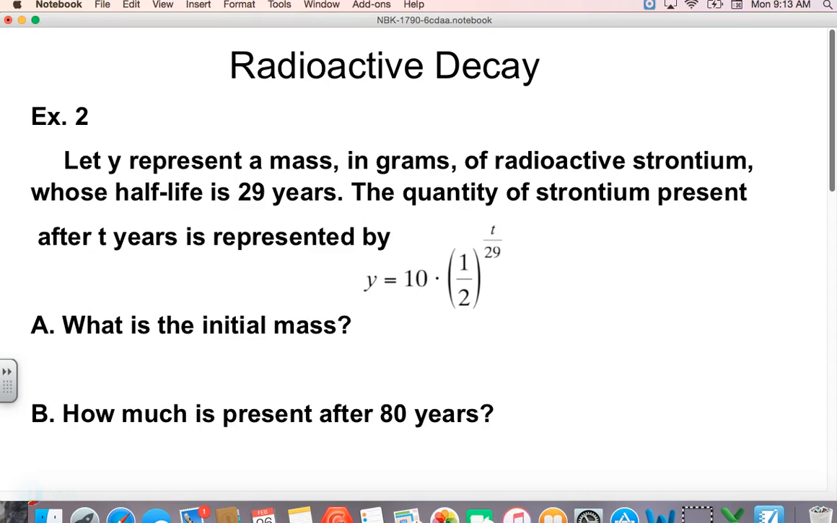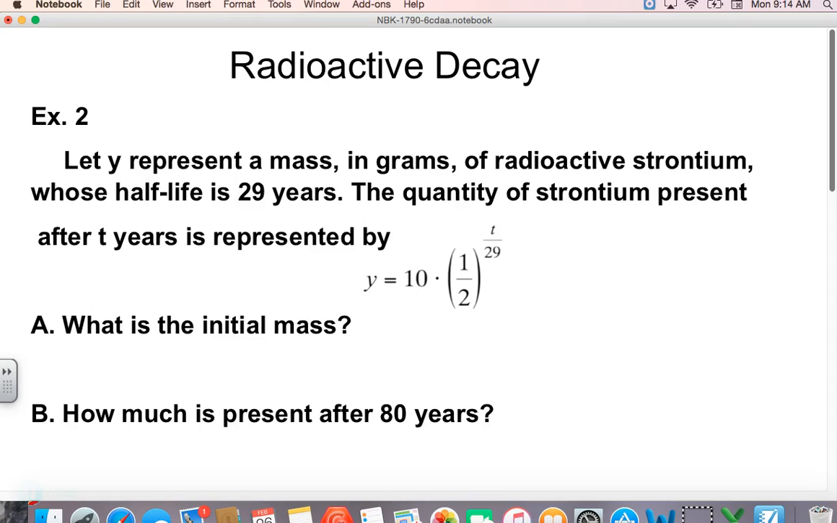So radioactive decay, something you might talk about in chemistry class or biology. Let Y represent a mass in grams of radioactive strontium whose half-life is 29 years. Radioactive materials decay over time, and we talk about their half-life. That's essentially the amount of time it takes for there to only be half the substance left. So for strontium, every 29 years, there's half as much left as what there was 29 years ago.